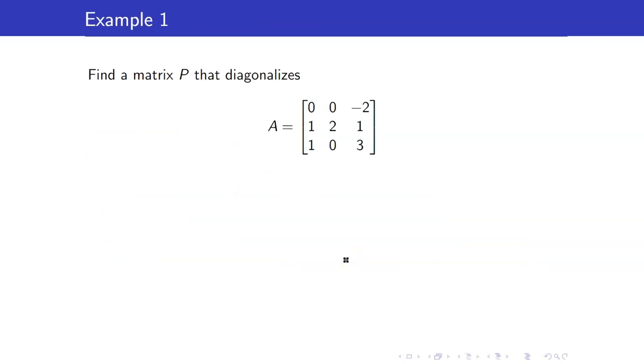For example, let us find a matrix P that diagonalizes this matrix. Step 1, we have to find the eigenvalues. To do that, we will first get its characteristic polynomial. So that's the determinant of lambda I minus A.